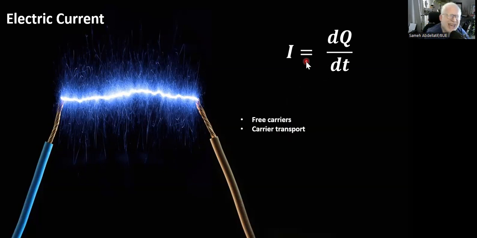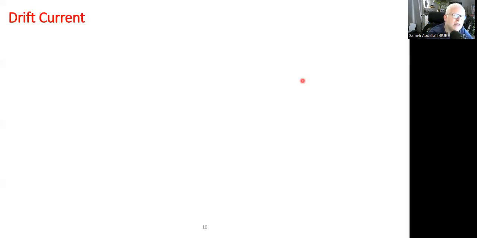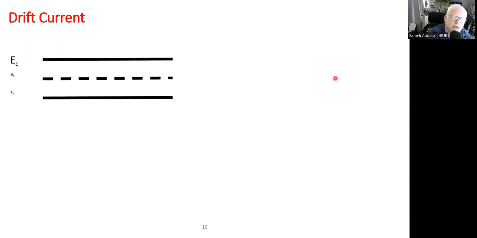So how can we force a carrier to move? Herein, based on the semiconductor theory, we have two possibilities. The first possibility is what we can call the drift current, which is simply known in circuits.